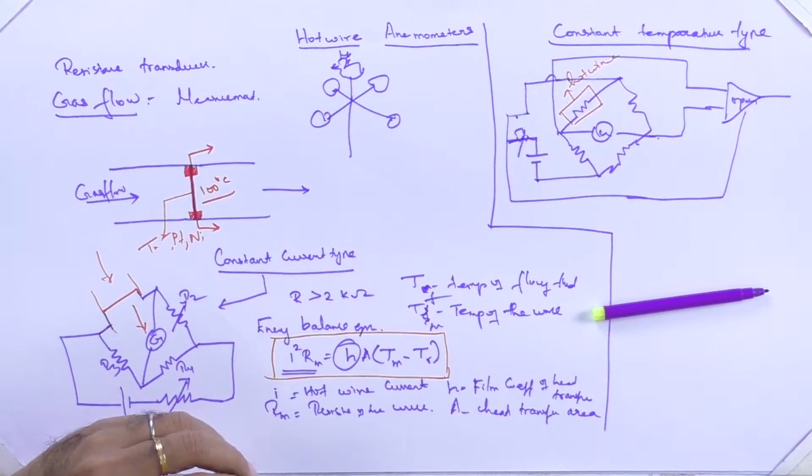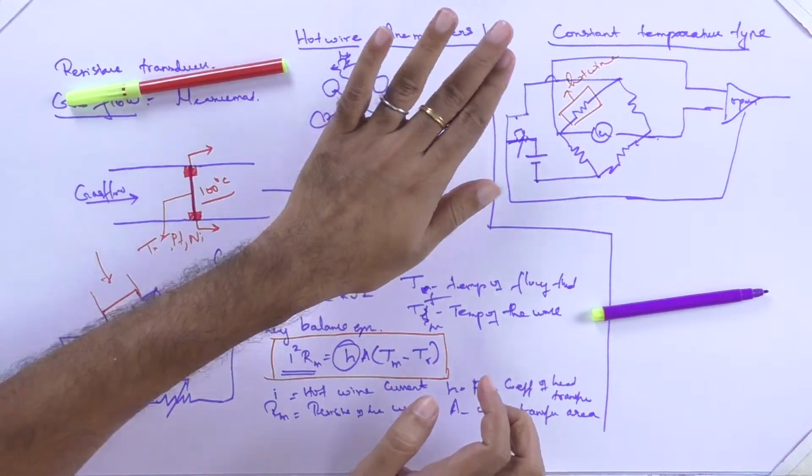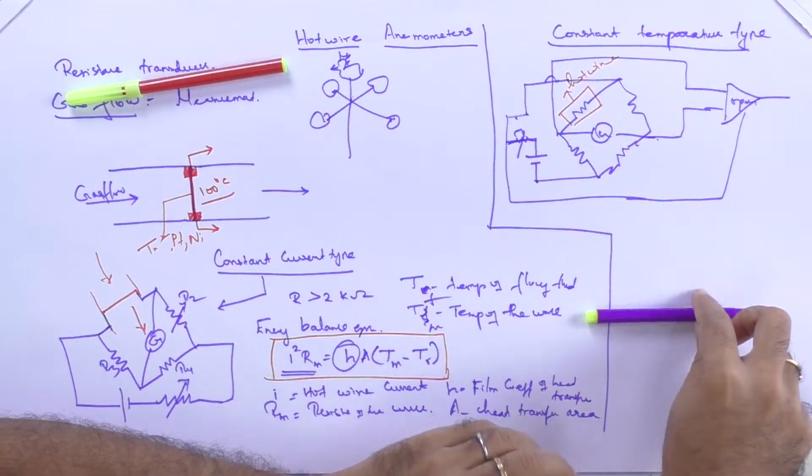Okay, so this is the basic type. You have a hot wire and you are maintaining it at a constant temperature, but the gas flow will try to change the temperature, and you will get the output change by the deflection of the galvanometer, which we will capture using the op amp.